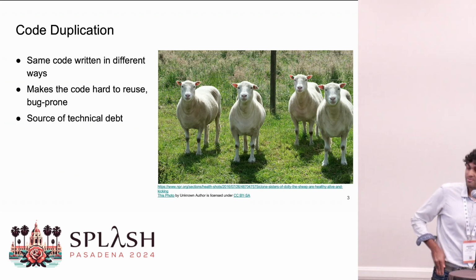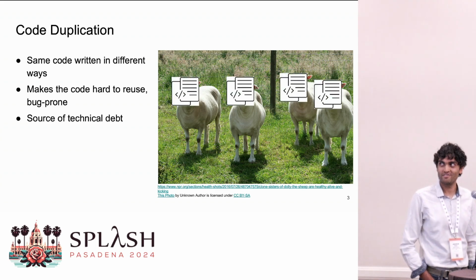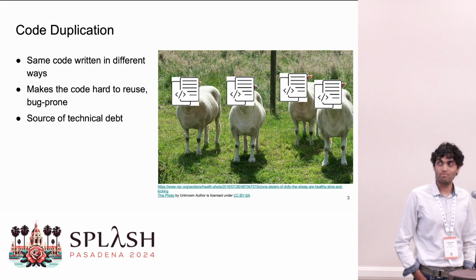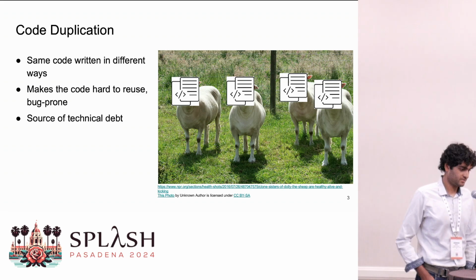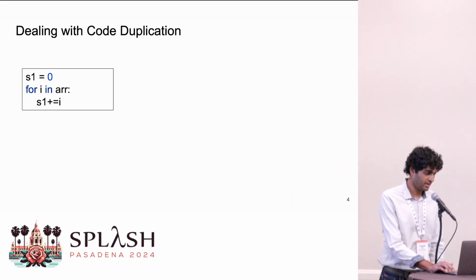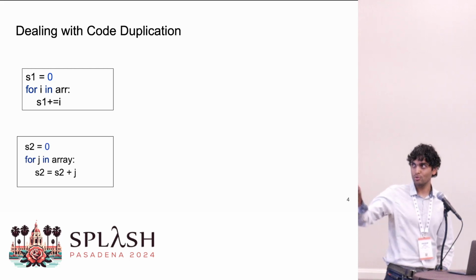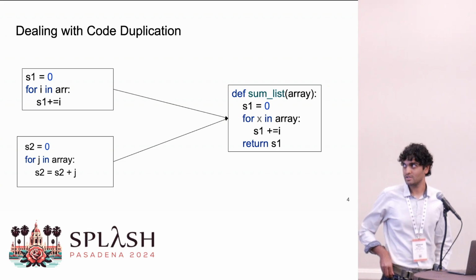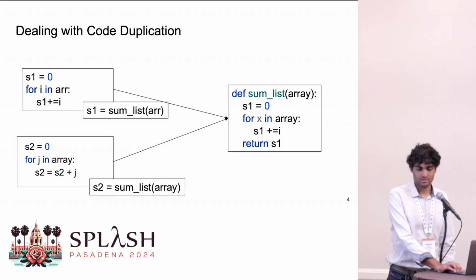Large code bases are prone to a lot of code duplication, and the same code is often written in different ways. This makes things hard to reuse. This makes it bug prone, and it's a source of technical debt. To deal with this, developers would typically extract common fragments of code. So if these are two duplicate-looking code, you extract it into some form of abstraction and replace them with a call to that abstraction.